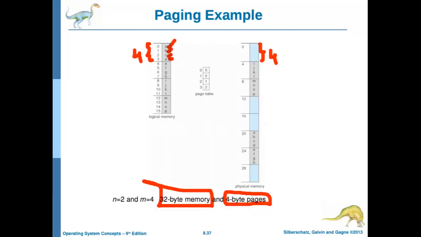4? No. 4 into 4 will give me 16. No. I am asking how many frames will be there. That means my physical memory is divided into blocks. 32 is also a wrong answer because the total size is 32 bytes. 8 is exactly correct. So 8 frames will be there. Very, very simple thing.